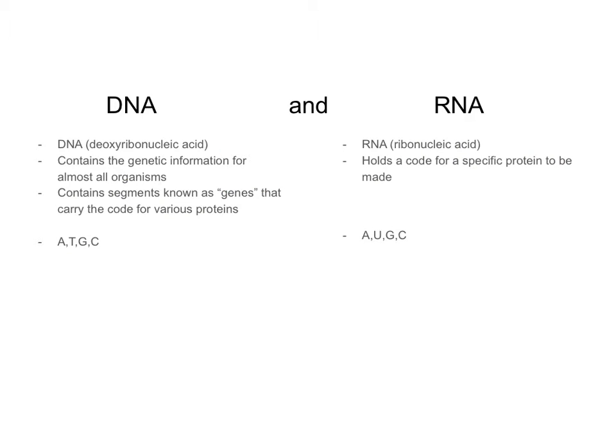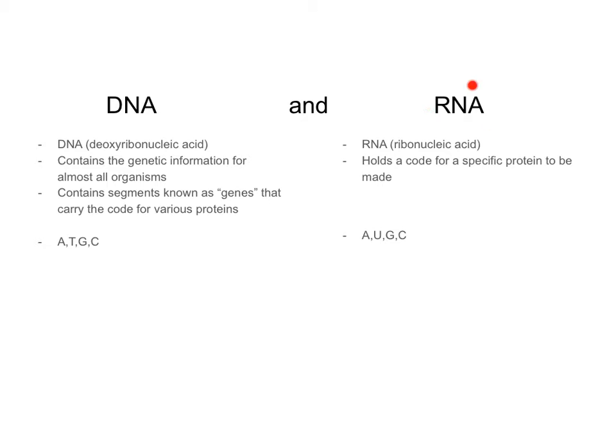And here we have a restatement of that. So DNA contains the genetic information for almost all organisms and contains segments known as genes, and they carry the code for various proteins. And the base pairs are A, T, G, and C. A pairs with T, and G pairs with C.